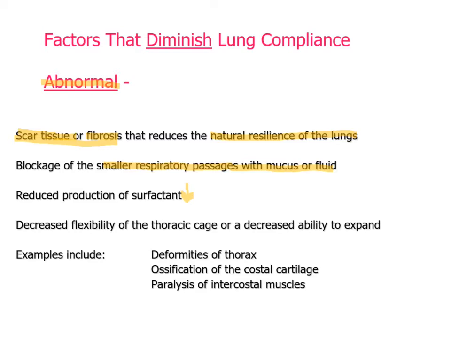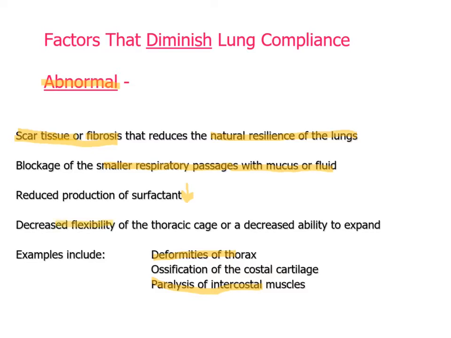If the thoracic cage, the actual wall of the thorax, the cartilage associated with the rib cage becomes stiffer, has reduced flexibility, then you will get a reduction in compliance. Or if there's any decreased ability of it to expand out for whatever reason, here are some possible reasons, then again that would reduce compliance.